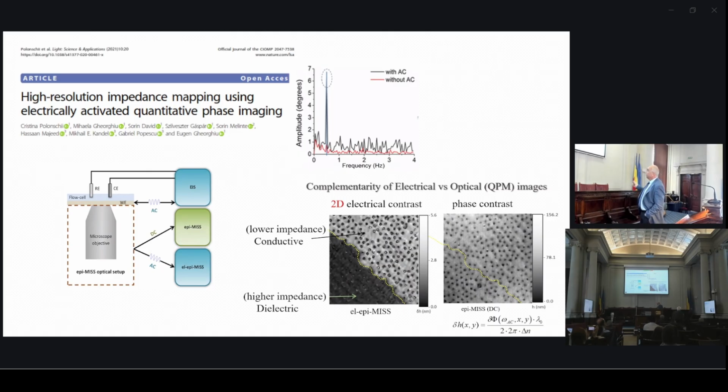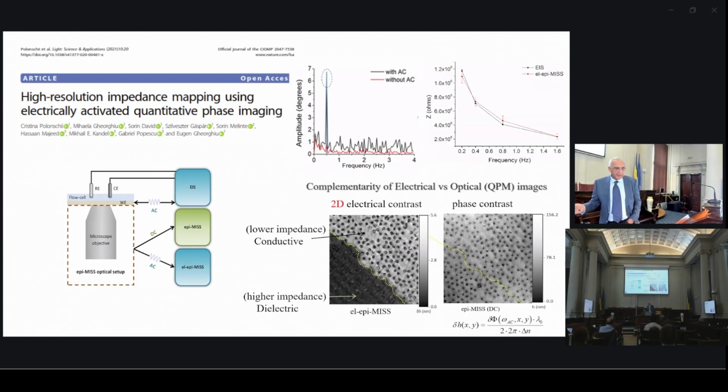In the optical image, there's practically no difference. You cannot assess any difference between conductive or non-conductive areas, whereas there is clear information provided via the electrical images.